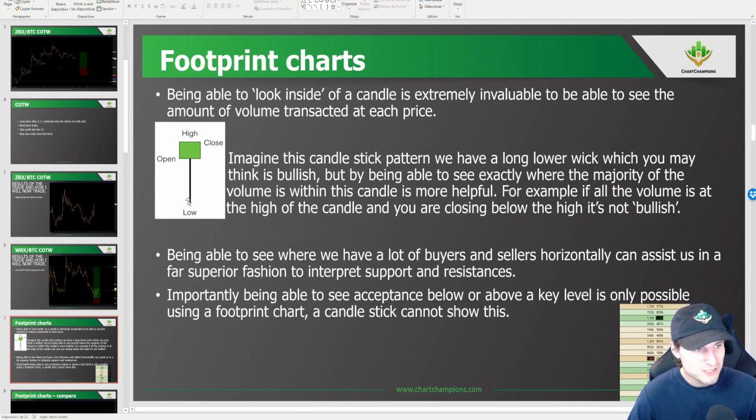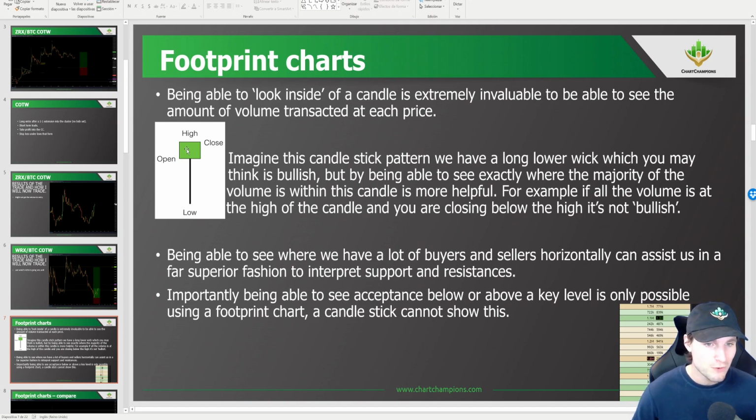You might say that this looks like a bullish hammer candle with a long lower wick and closing near the high of the candle. Many people would look at this very simply and say, oh, that's a really bullish candlestick, I'm going to buy. Especially people that just trade off of candlestick patterns. They might look at this and think, I'm going to buy this.